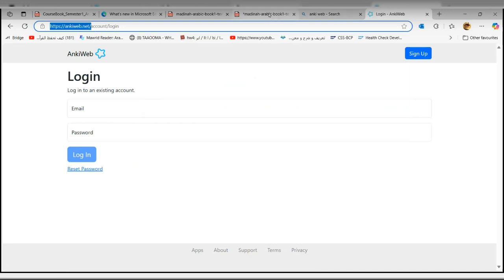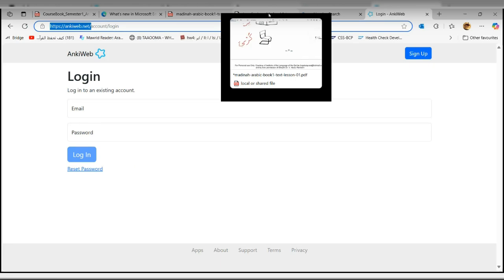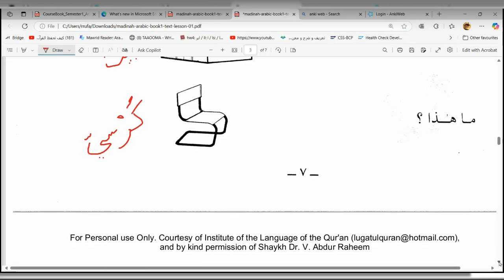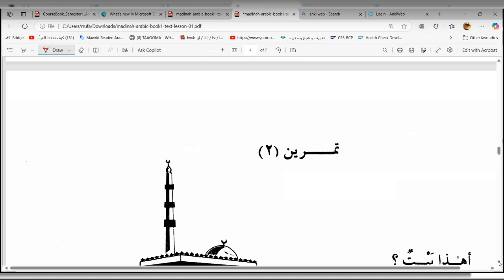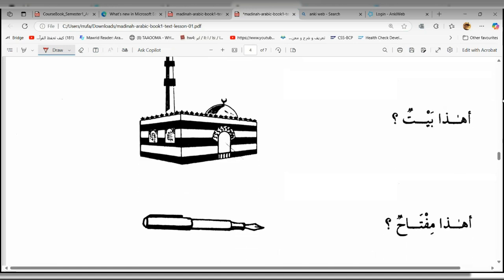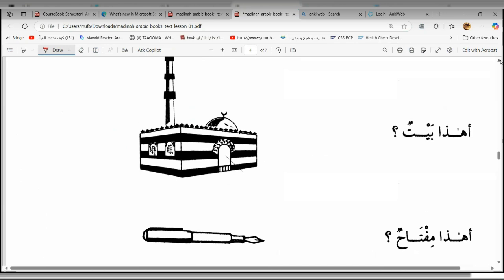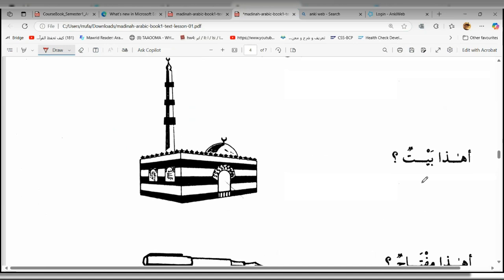Okay, let's keep moving. Now we have another exercise, which is a yes and no type of question. So here we have: Ahada bait? Is this a house? And you're supposed to say no, it is a masjid. Okay, who wants to go first? Let's go with Abdul Naim.